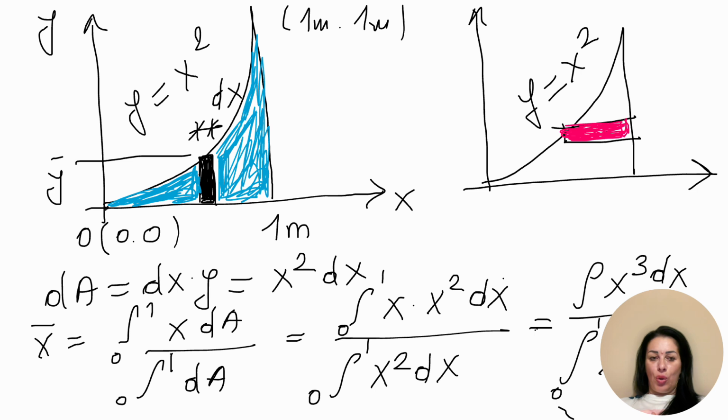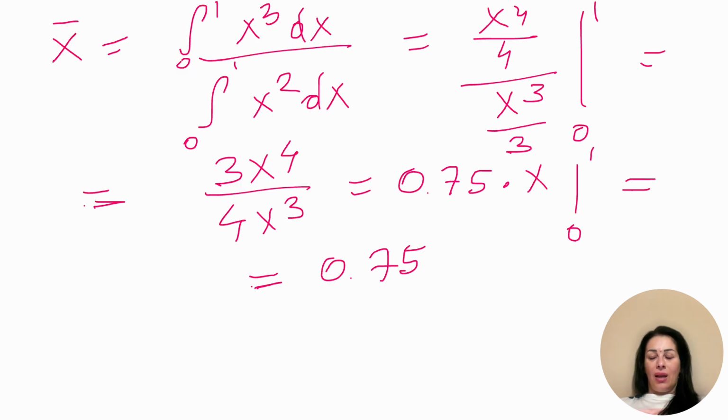That is the integral from 0 to 1 of x times dA over the integral from 0 to 1 of dA. That means we will have the integral from 0 to 1, where instead of dA we put x squared dx times x, over the integral from 0 to 1 of x squared dx. So that means we have the integral of x cubed dx over the integral from 0 to 1 of x squared dx. If we solve this, we will have that x bar is equal to x to the 4th over 4, all over x cubed over 3, and the range is from 0 to 1.